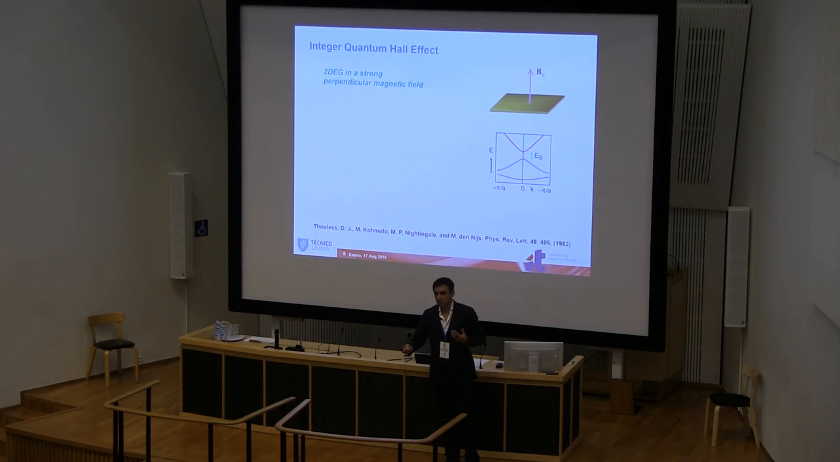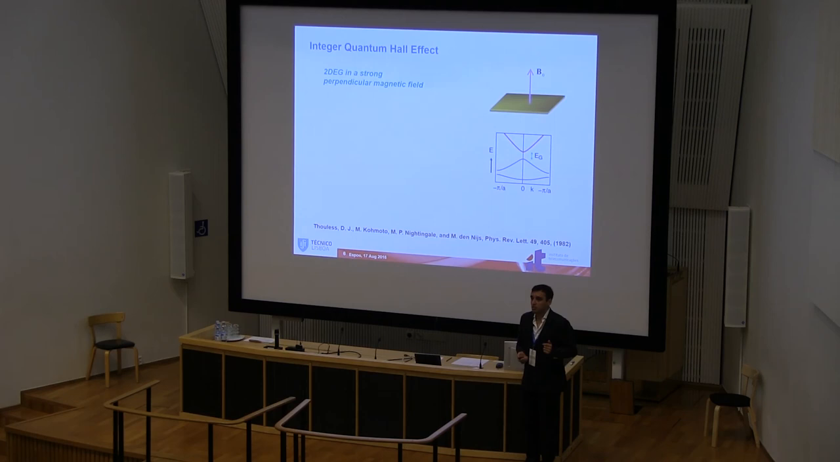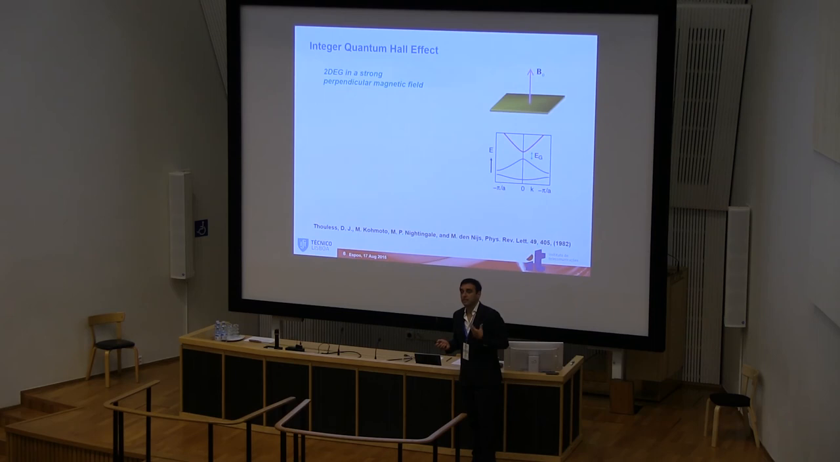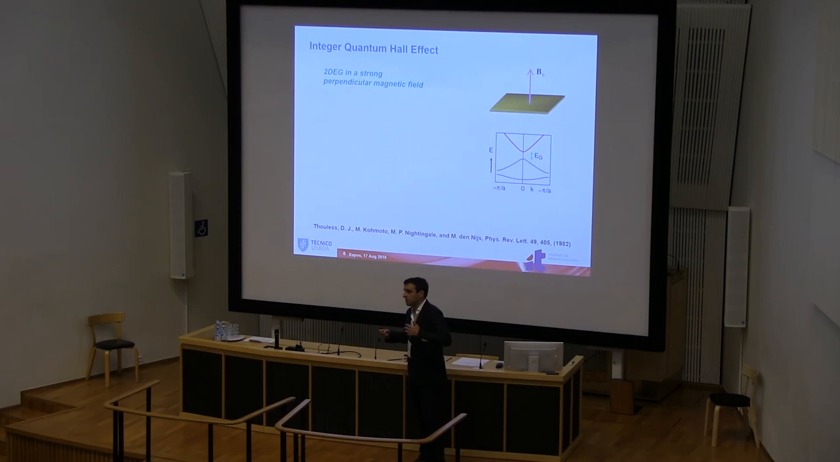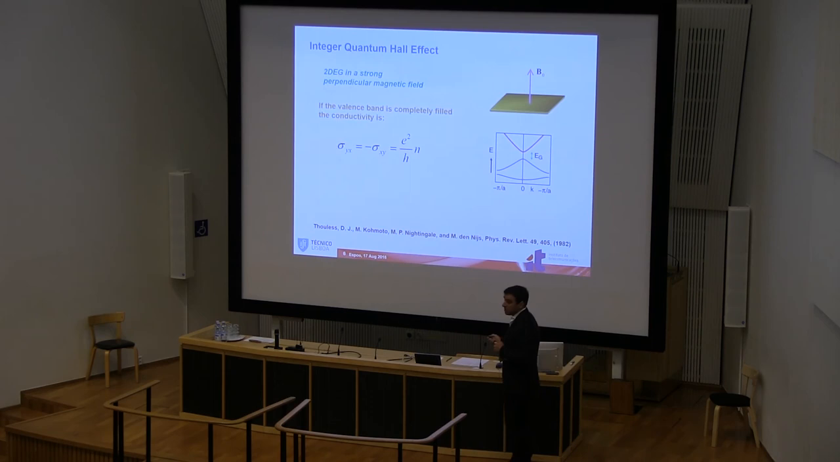So actually, this is not completely correct. It turns out that if this material is under the influence of a very strong magnetic field, the conductivity, even though the valence band is completely filled, can be non-zero. And if you do the calculation, the conductivity for this material, the non-diagonal terms, is quantized, given by this number, and in units of electron charge squared divided by Planck constant, it's an integer.